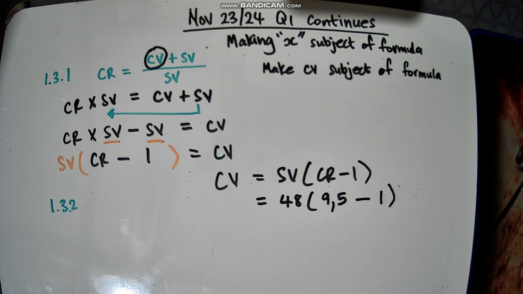9,5 is to 1. That means over 1. 9,5 over 1 is the same number. And so all you have to do is plug that into your calculator and get an answer. And your answer there is 408 centimeter cubed.